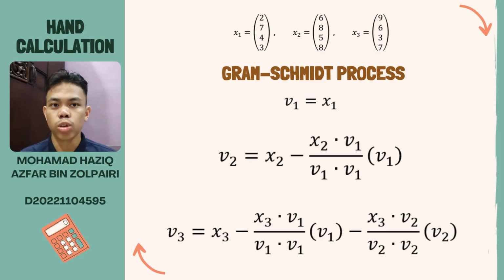First, we define v1 to be equal to x1. Next, we calculate v2. This is done by taking x2 and subtracting the dot product of x2 and v1, divided by the dot product of v1 with itself, and then multiplied by v1. Finally, we calculate v3. This is done by taking x3 and subtracting the dot product of x3 with v1, divided by the dot product of v1 with itself, multiplied by v1, and then minus the dot product of x3 with v2, divided by the dot product of v2 with itself, multiplied by v2. This step-by-step process ensures that v1, v2, and v3 are all orthogonal to each other.